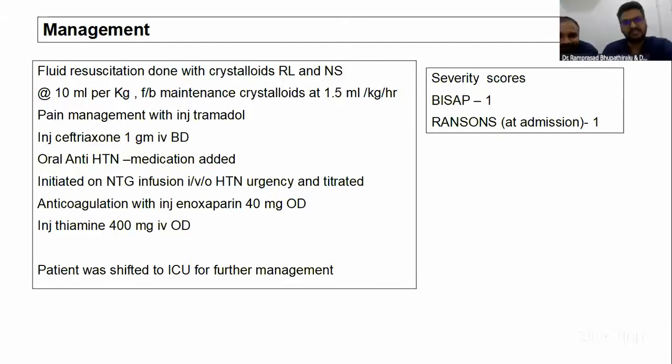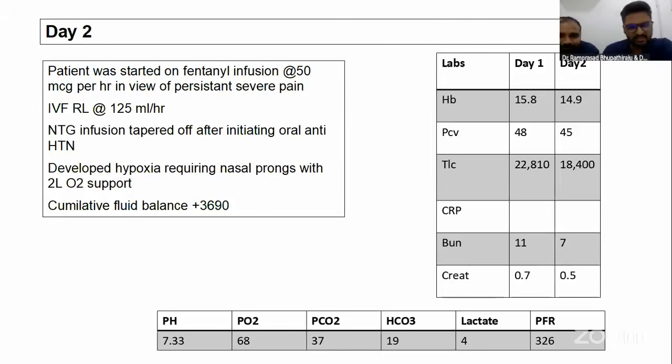Thank you, sir. So after arrival to the ICU, this was day two. Patient was started on fentanyl infusion at 50 mics per hour in view of persistent severe pain. Fluids were continued. RL was continued at 125 ml per hour. NTG infusion was tapered off after the initiation of oral antihypertensives. By the evening of day two, patient developed hypoxia, requiring nasal prongs with 2 liters O2 support. And by this time, the cumulative fluid balance was around 3,600 ml.